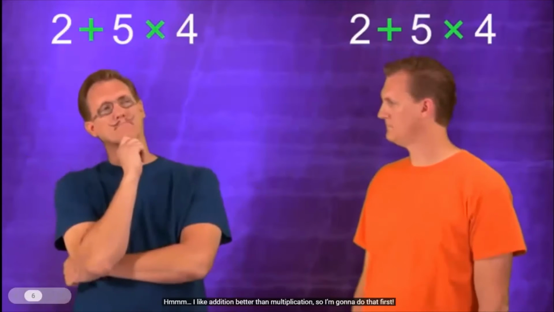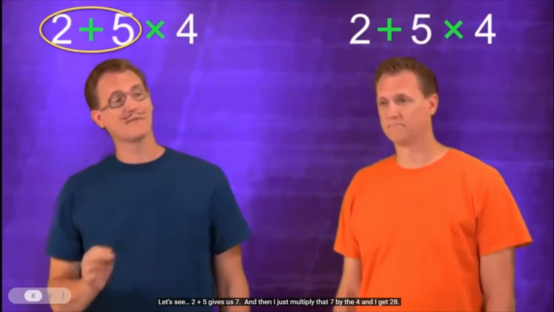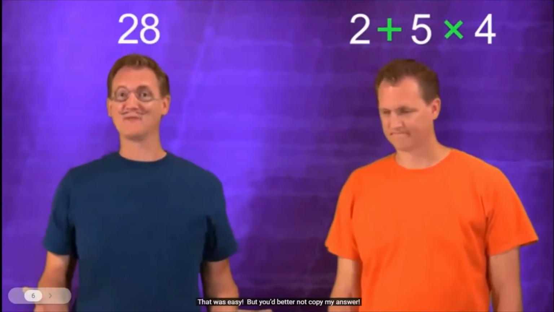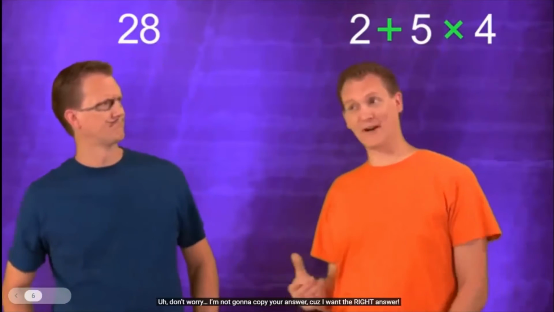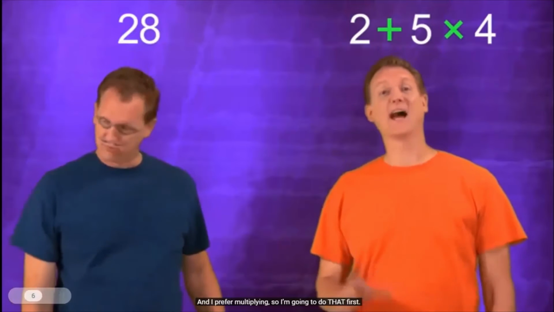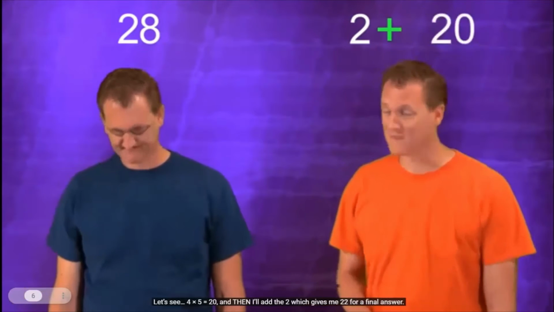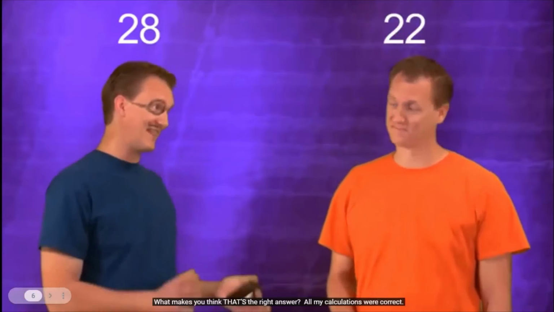And to answer it, we're going to give two totally different people the same math problem to solve. The problem is 2 plus 5 times 4. I like addition better than multiplication, so I'm going to do that first. Let's see, 2 plus 5 gives us 7, and then I just multiply that 7 by the 4, and I get 28. That was easy, but you'd better not copy my answer. Don't worry, I'm not going to copy your answer because I want the right answer. And I prefer multiplying, so I'm going to do that first. Let's see, 4 times 5 equals 20, and then I'll add the 2, which gives me 22 for a final answer. What makes you think that's the right answer?